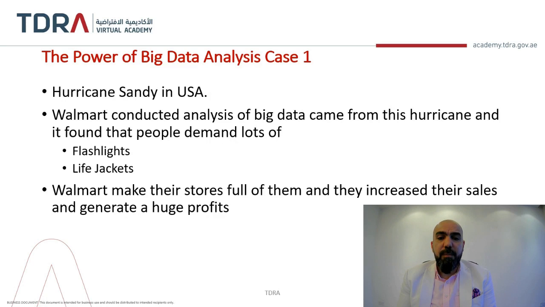Why? Because a tragedy happened, and Walmart decided to make a positive action for that. Yes, let's generate this data, analyze it, and see what we can do. From this hurricane, they made a profit, even though people were dying and living through a catastrophe. So Walmart created a positive opportunity through the analysis they did on the big data. They found that flashlights and life jackets were the products they had to sell in those days.